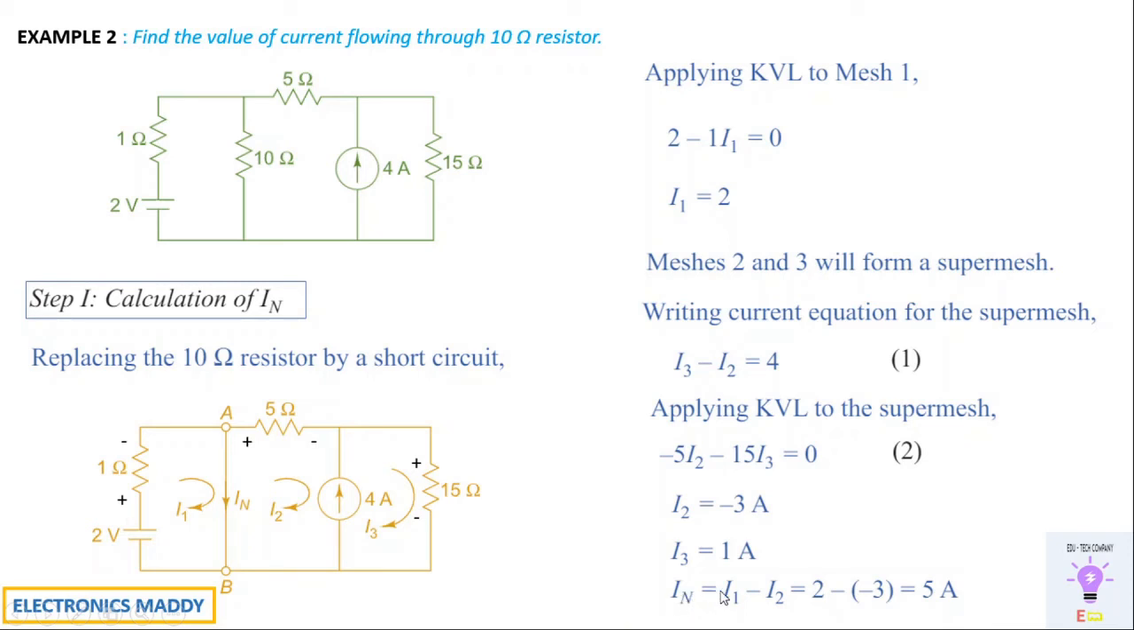So IN is equal to I1 minus I2. The reason it's I1 minus I2 is because IN is in the direction in which I1 is flowing. So substituting and solving, we'll get 5 amps.